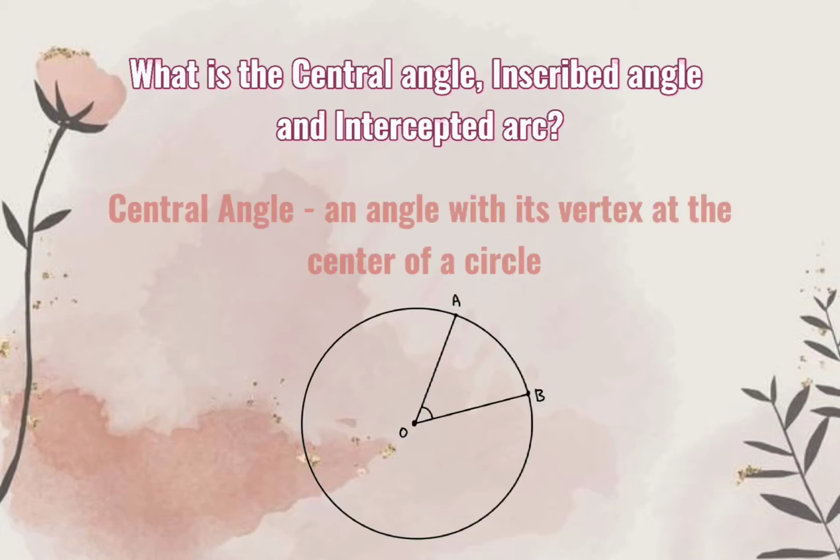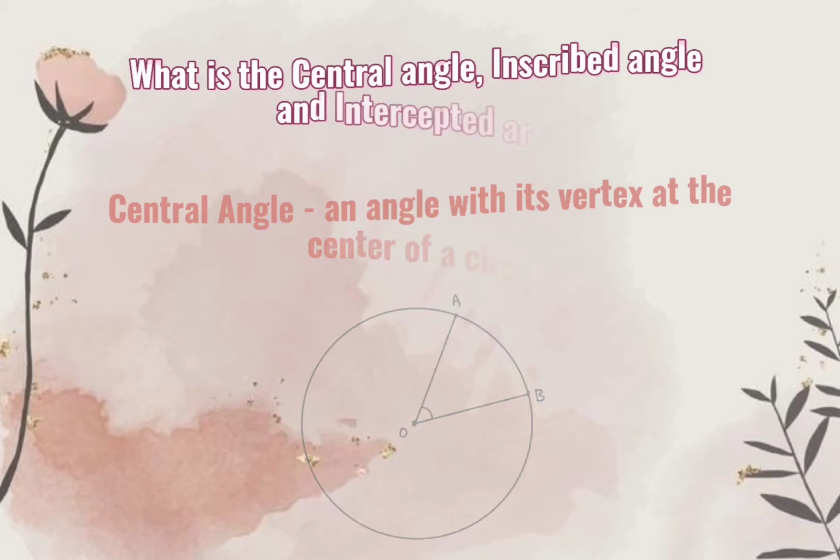Central angle. It is an angle with its vertex at the center of the circle. The sides are the radii of the circle, so this is an example of a central angle.